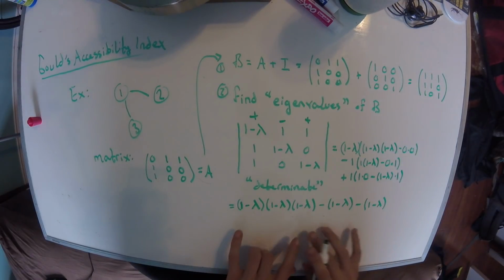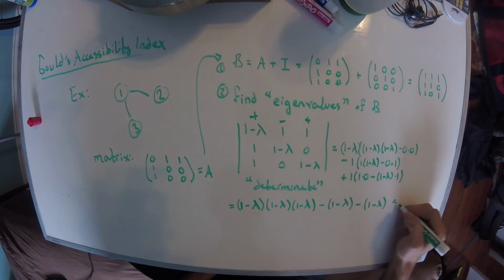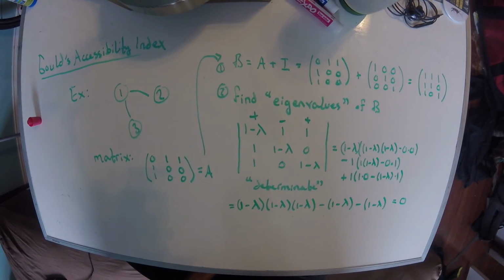But at the end of the day, we have this determinant, and what we need to do is set it equal to 0, and then solve for lambda, figure out what lambda has to be if this equals 0, and that will be our eigenvalue. And we'll get a couple solutions, but the biggest one is the one that we're interested in.